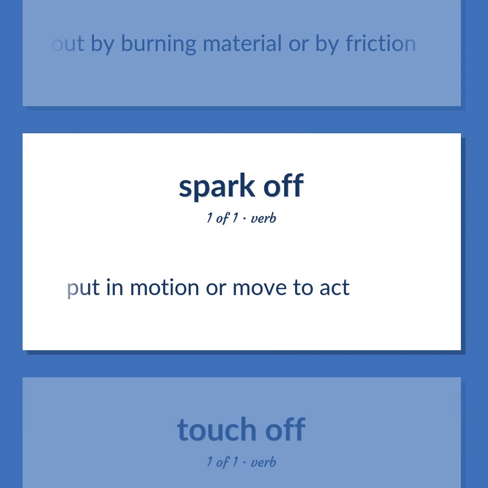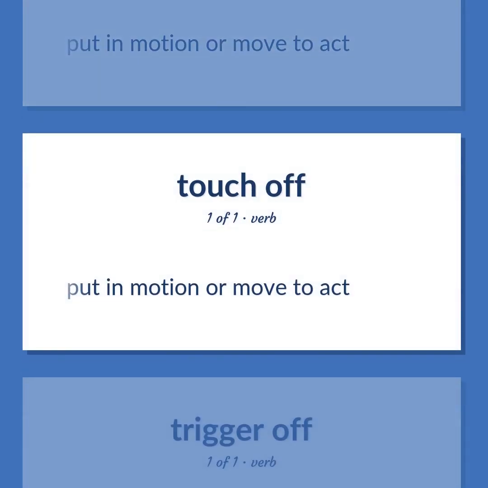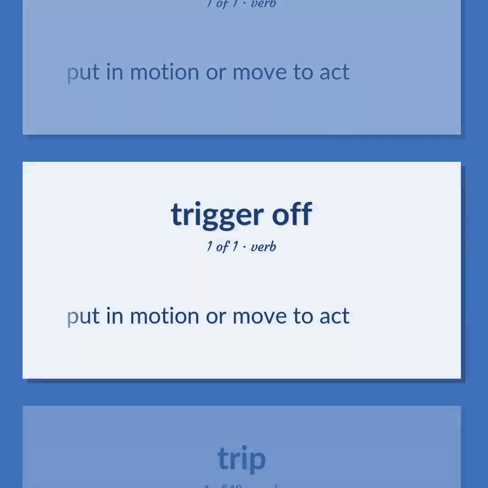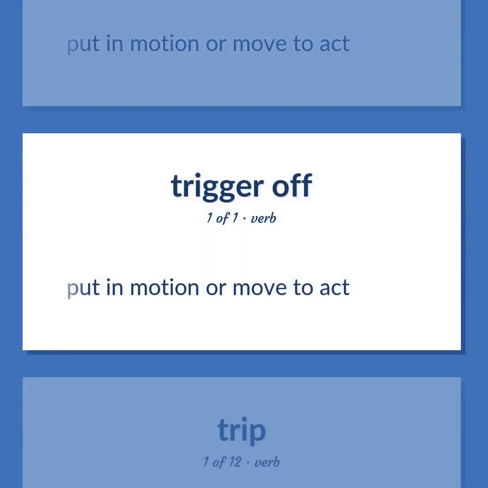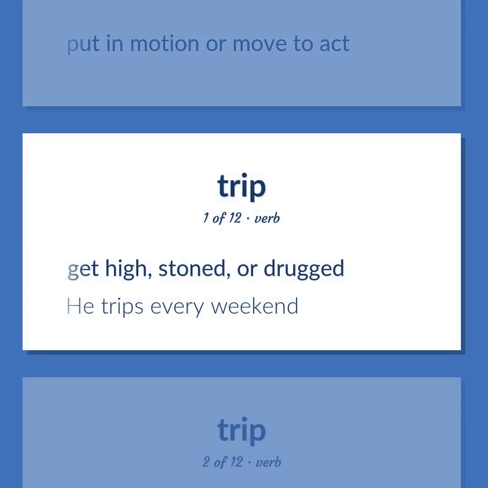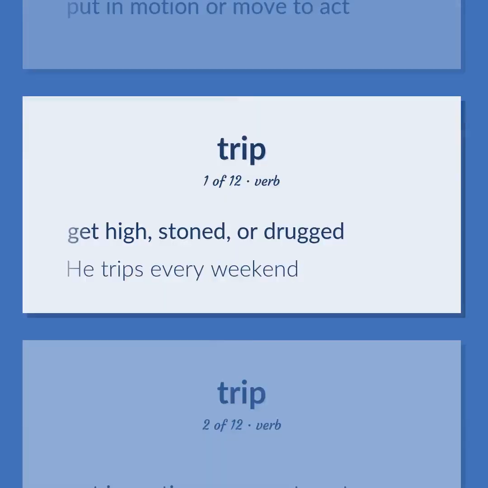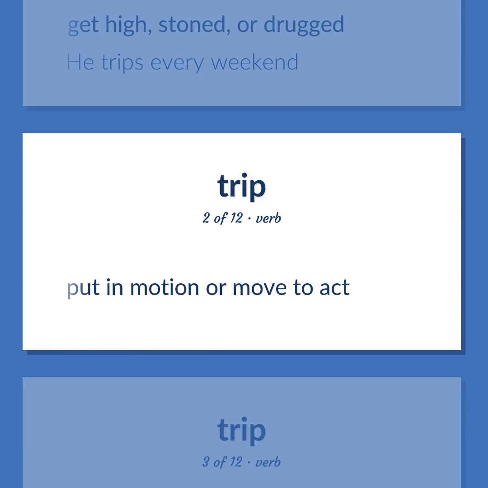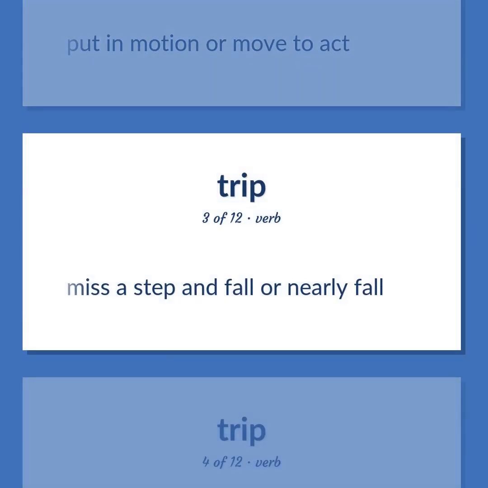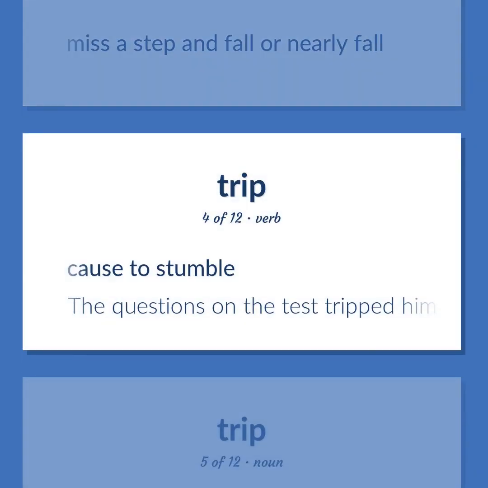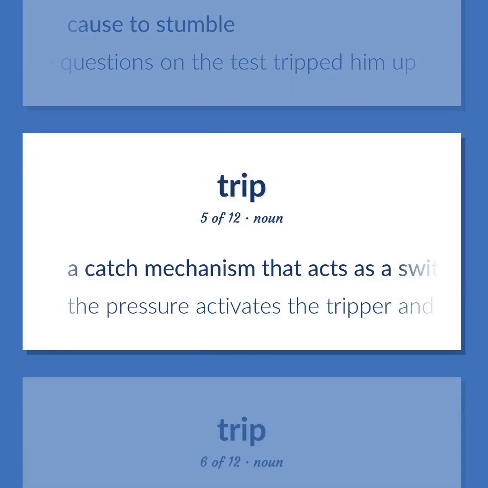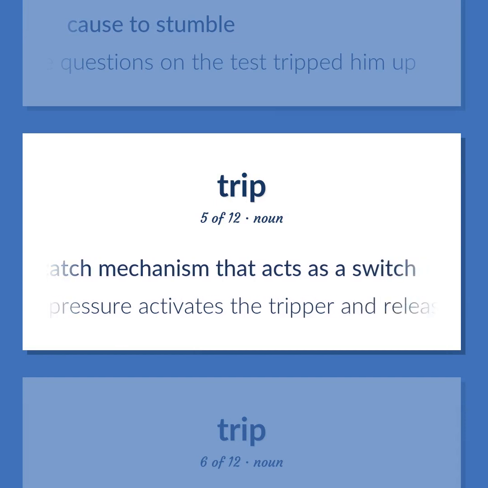Put in motion or move to act. Get high, stoned, or drugged. He trips every weekend. Put in motion or move to act. Miss a step and fall or nearly fall. Cause to stumble. The questions on the test tripped him up. A catch mechanism that acts as a switch. The pressure activates the tripper and releases the water.